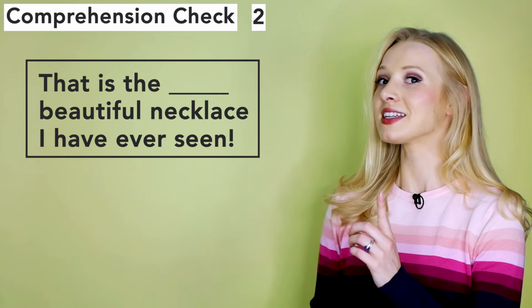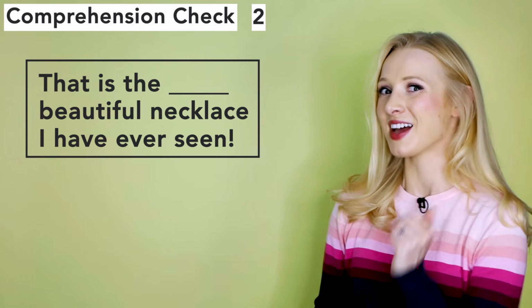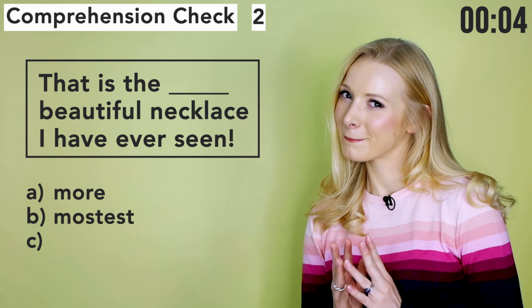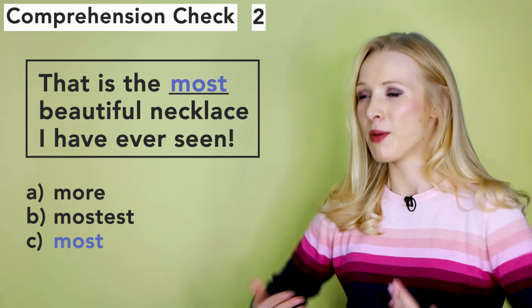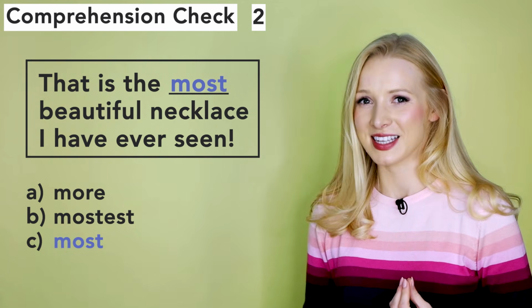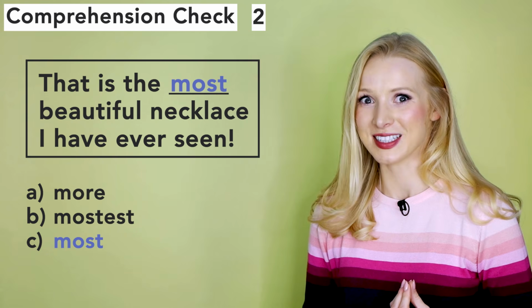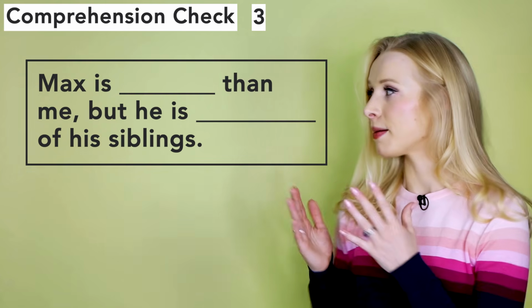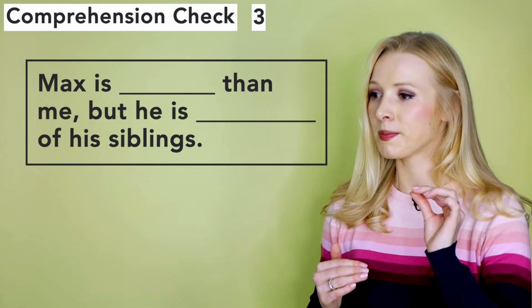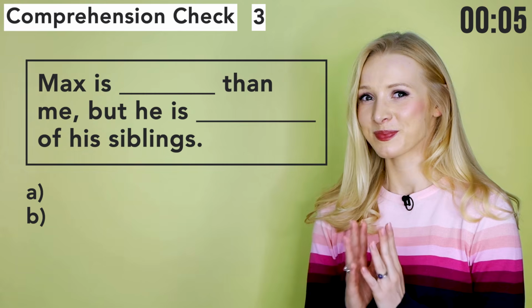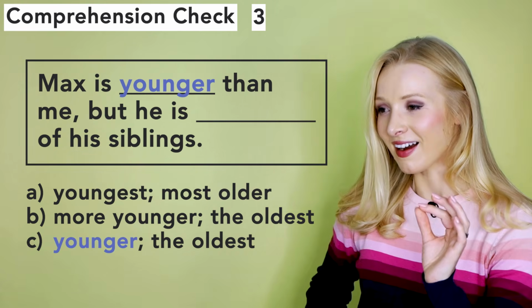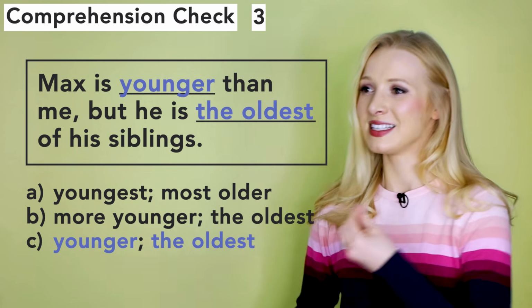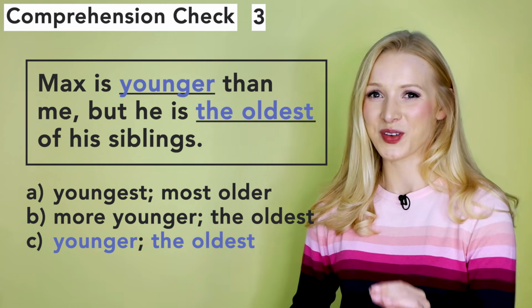Number 2. That is the beautiful necklace I have ever seen. Most. That is the most beautiful necklace I have ever seen. Not the beautifulest, because it has 3 syllables, so we don't add EST. And the last one, number 3, Max is than me, but he is of his siblings. Younger, the oldest. Max is younger than me, but he is the oldest of his siblings.